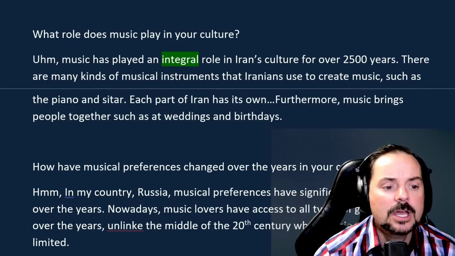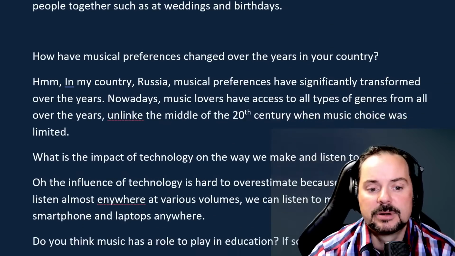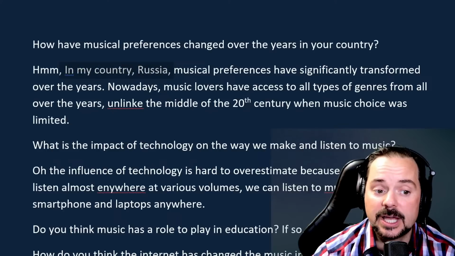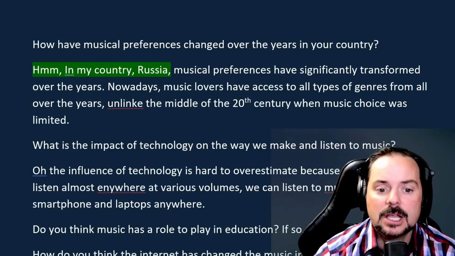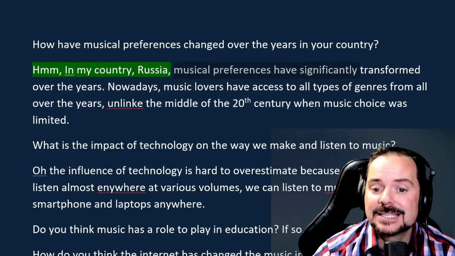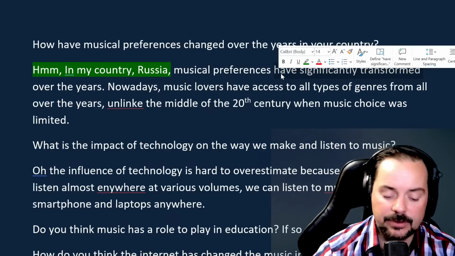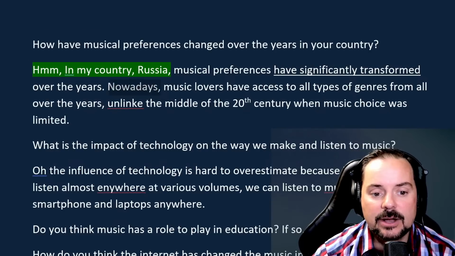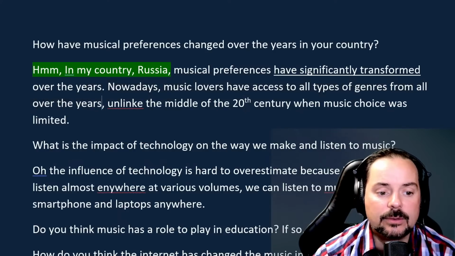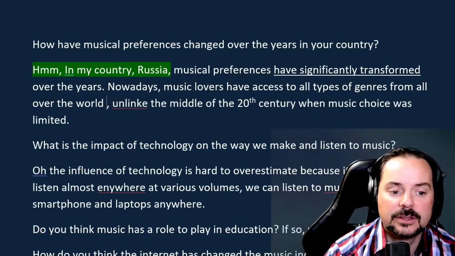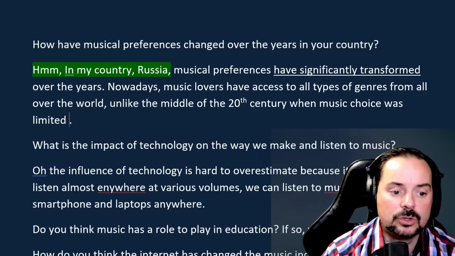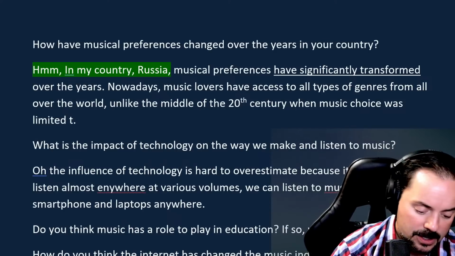Absolutely. Okay. So how have musical preferences changed over the years in your country? You said, in my country, Russia, really nice. That was a good specific lead in. You said musical preferences have significantly transformed. I love how you reflected the present perfect. That was really good, over the years. And then you said nowadays music lovers have access to all types of genres from all over the world, unlike in the middle of the 20th century, when music choice was limited to government approved songs, right?